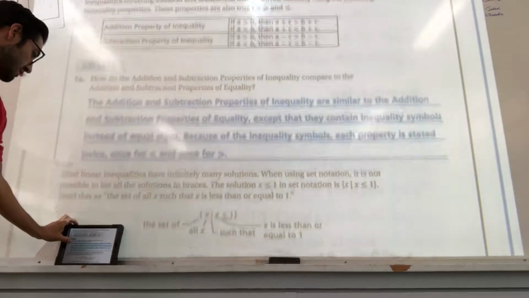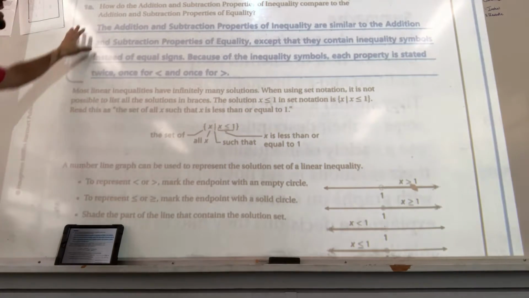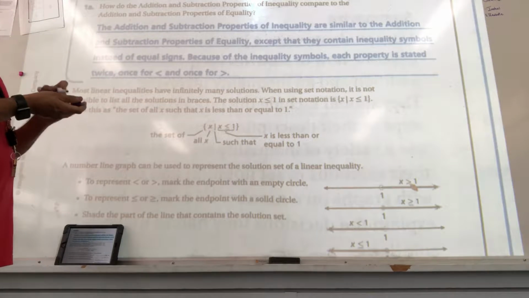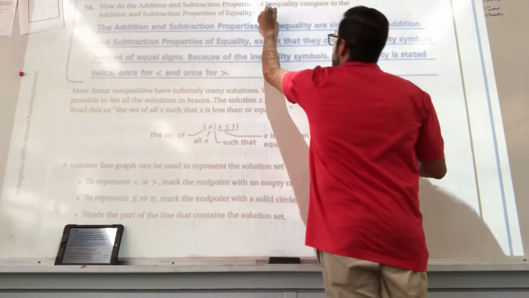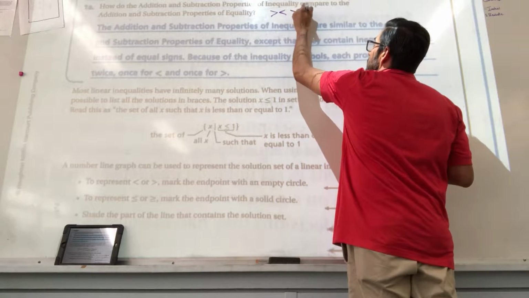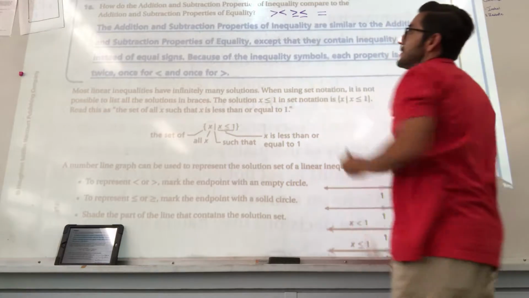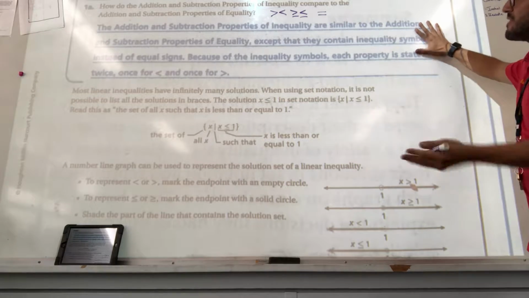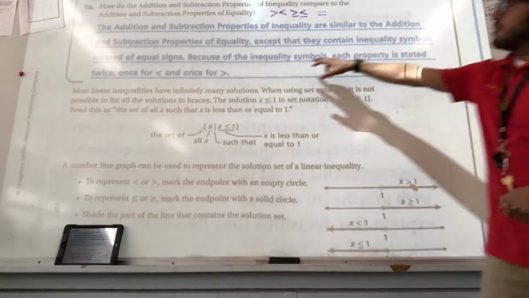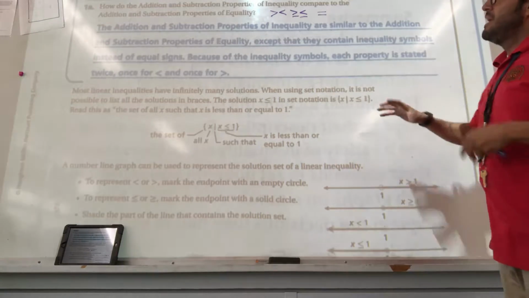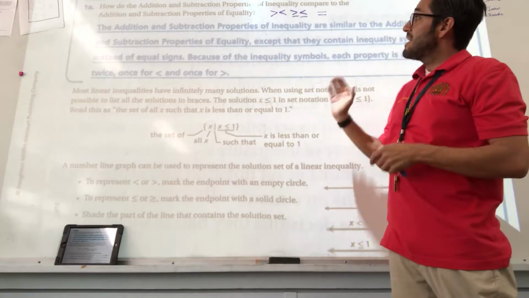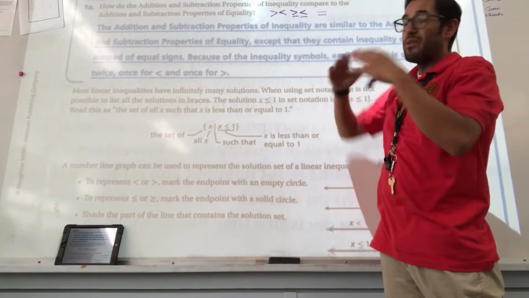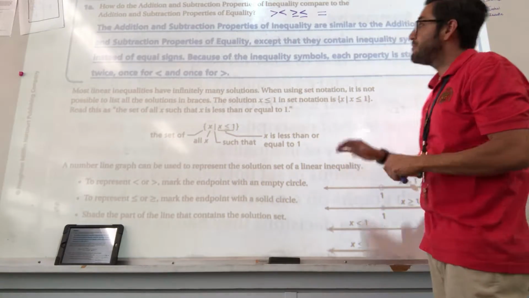How do the addition and subtraction properties of inequality compare to the addition and subtraction properties of equality? Okay, so again, we're looking at inequalities versus equalities. What's the difference between the two? Well, the addition and subtraction properties of inequality are similar to both of those properties for equality. They're very similar. In fact, they're almost exactly the same, except that one is dealing with inequalities and the other one is dealing with equals. So they are the same thing, okay?